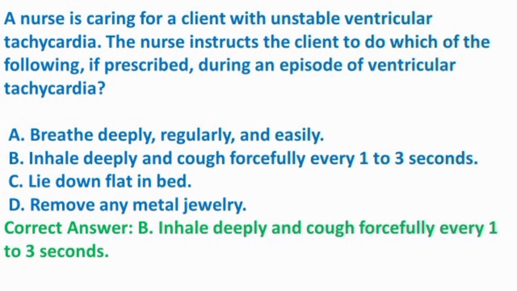The next question is, a nurse is caring for a client with unstable ventricular tachycardia. The nurse instructs the client to do which of the following, if prescribed, during an episode of ventricular tachycardia? The options are A. Breathe deeply, regularly and easily. B. Inhale deeply and cough forcefully every 1 to 3 seconds. C. Lie down flat in bed. D. Remove any metal jewelry. The correct answer is B. Inhale deeply and cough forcefully every 1 to 3 seconds. This will help to reduce the ventricular tachycardia.